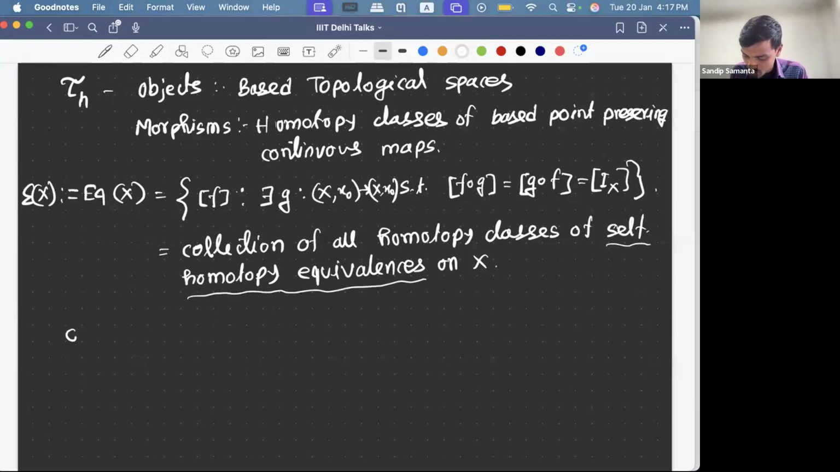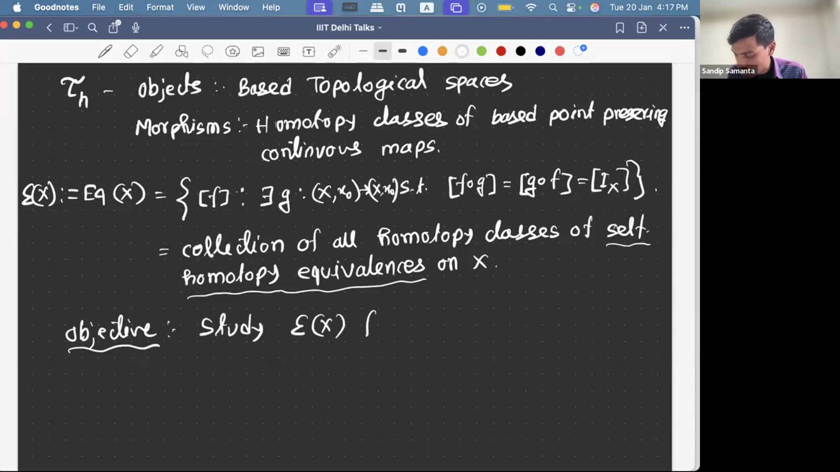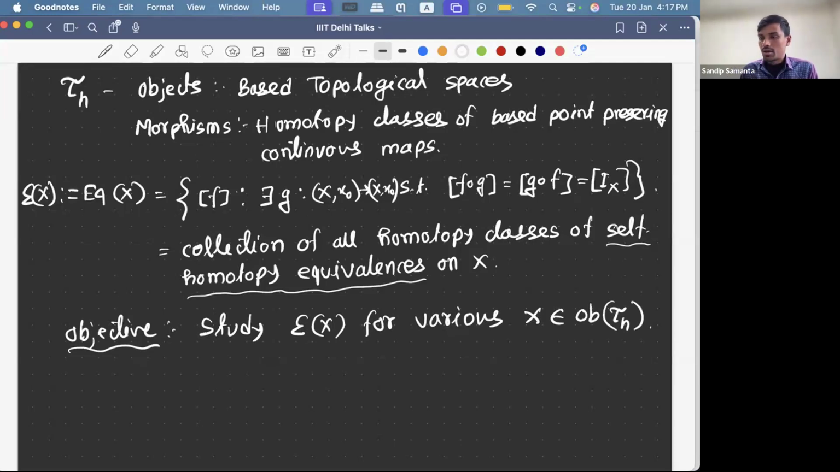Okay. And we want to study. So the objective is to study this E(X) for various X belonging to the objects of this category. Okay, so let's start.